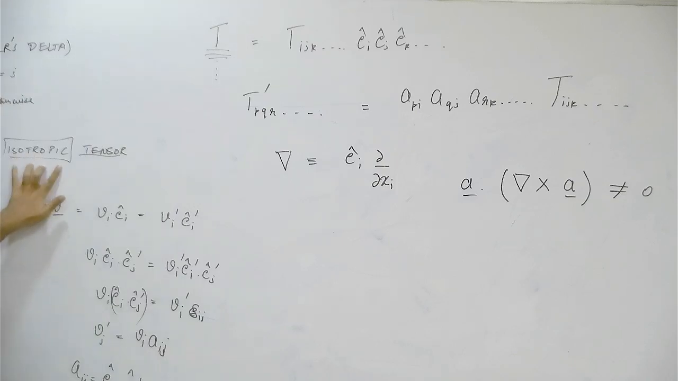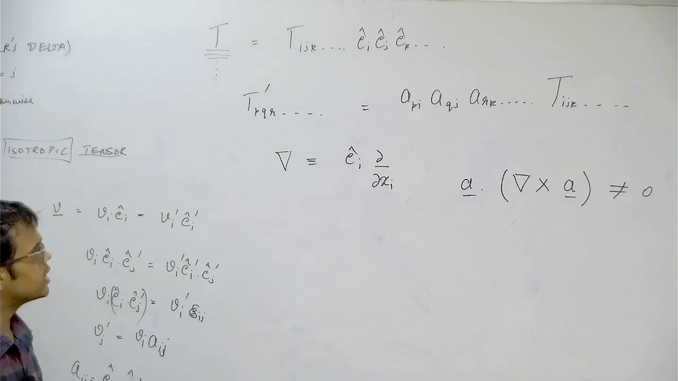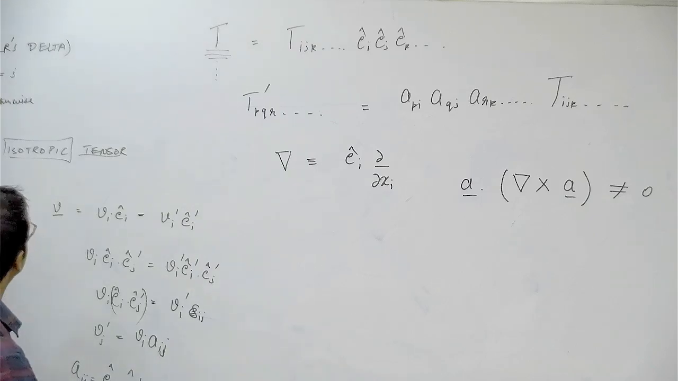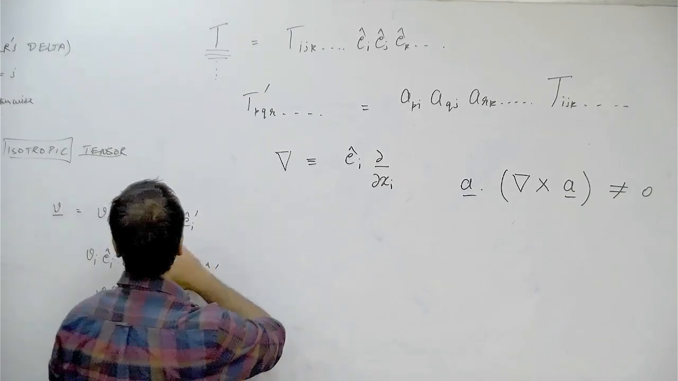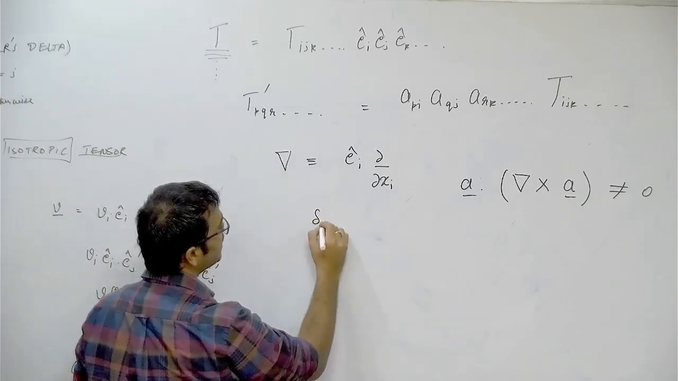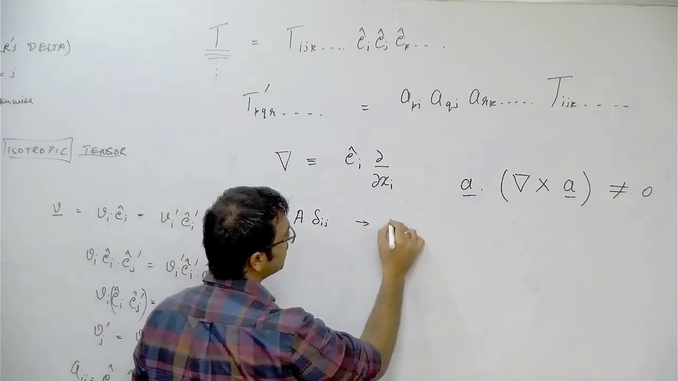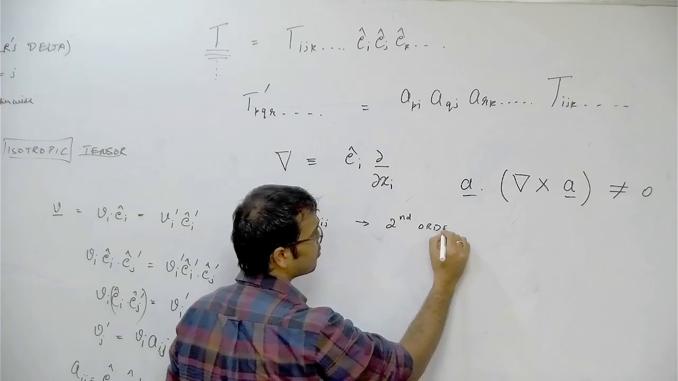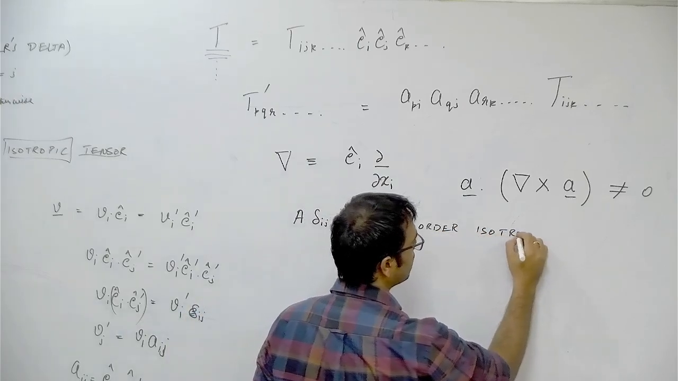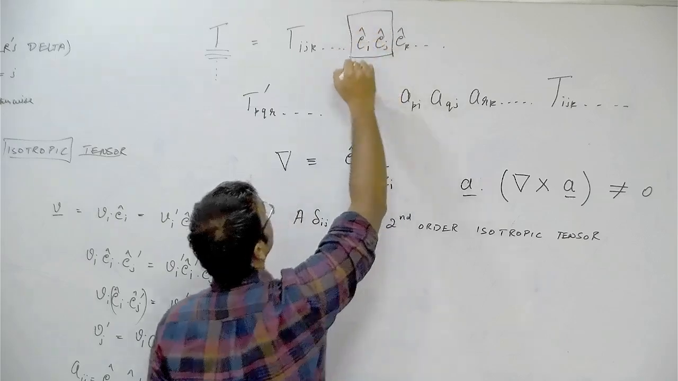Now an isotropic tensor is something which should tell you by its name that if I rotate the coordinate axis in any way, then the components are not going to change. Okay. The components are not going to change if I rotate it under any rotation matrix. So delta ij, or any scalar times delta ij, this is a second order isotropic tensor.